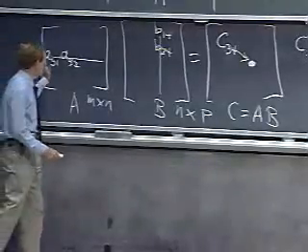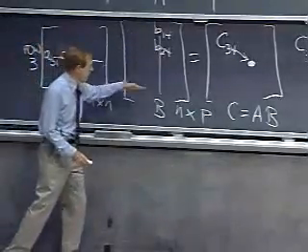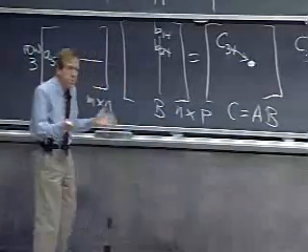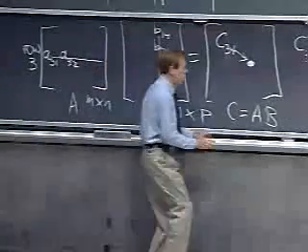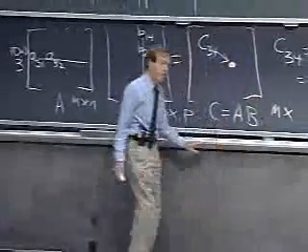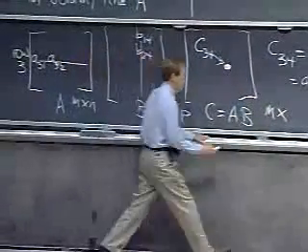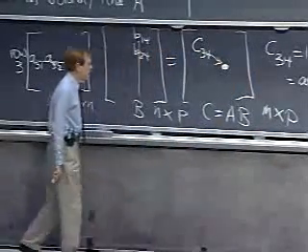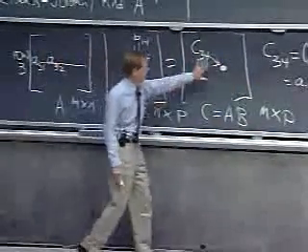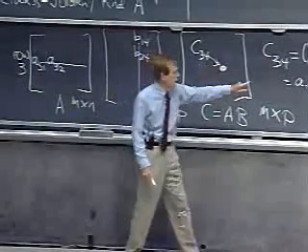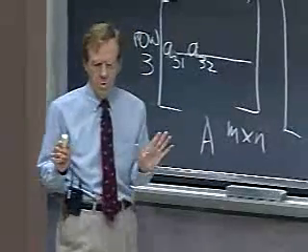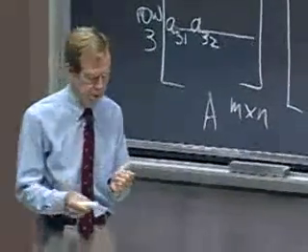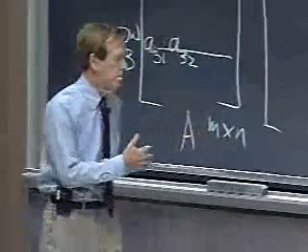So the number of columns here has to match the number of rows there, and then what's the shape of the result, the output C? It's got m rows, and how many columns? p. M by p. So there are m times p little numbers in there, entries, and each one looks like that. So that's the standard rule. That's the way people think of multiplying matrices. I do it too.